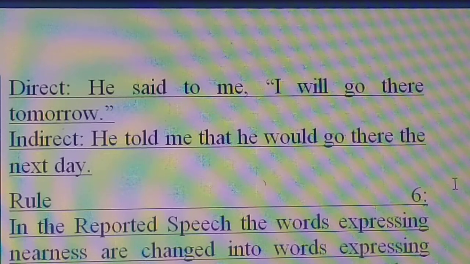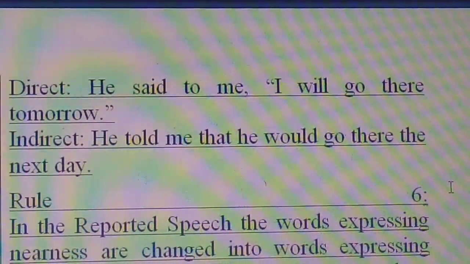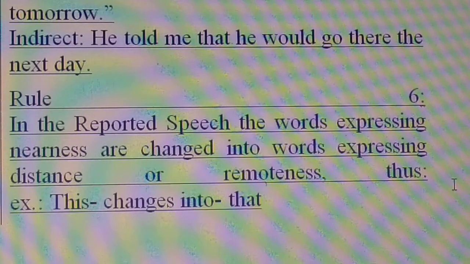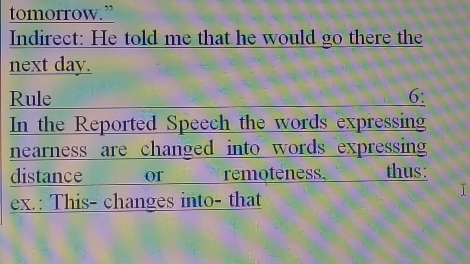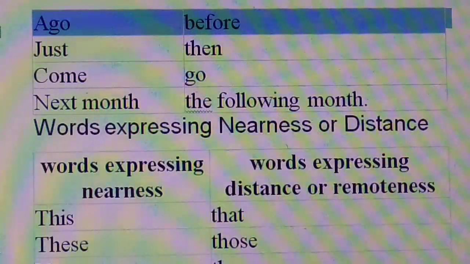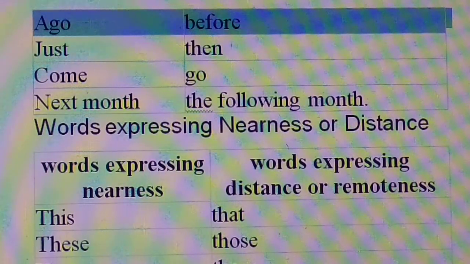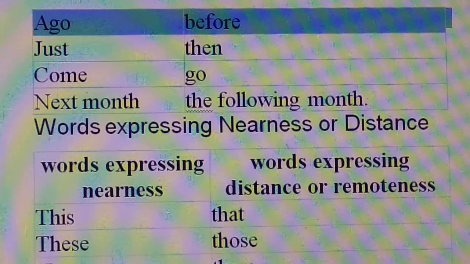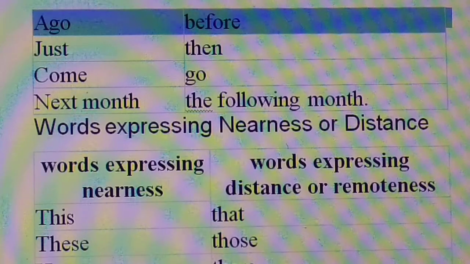You have to learn it by heart. There's no other go but to remember. How? To learn by heart. Rule. In the reported speech, the words expressing nearness are changed into words expressing distance or remoteness. Thus, this changes into what? That. Correct. Note, children, please note. Ago changes to before, just changes to then, come changes to go. Next month, the following month.